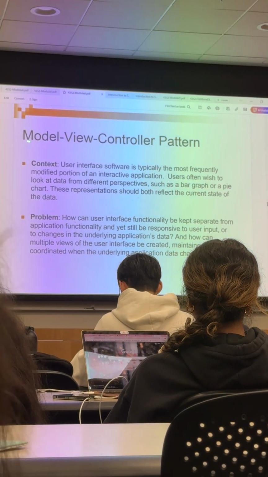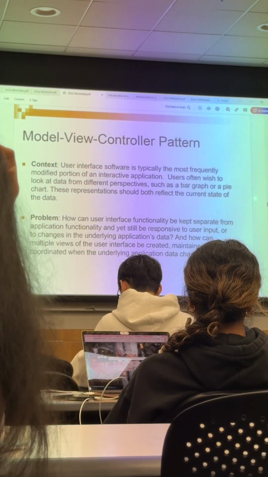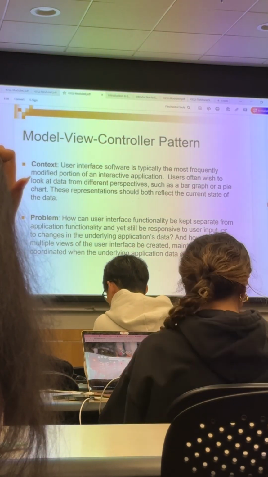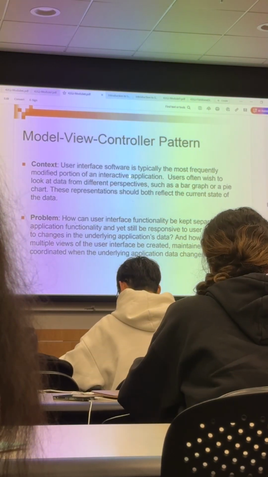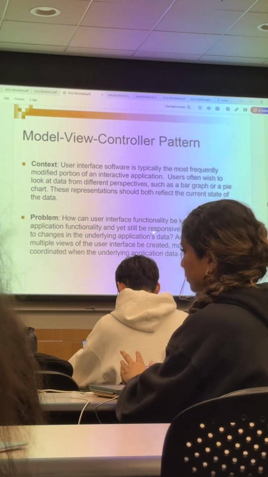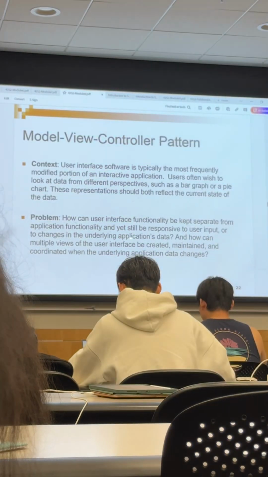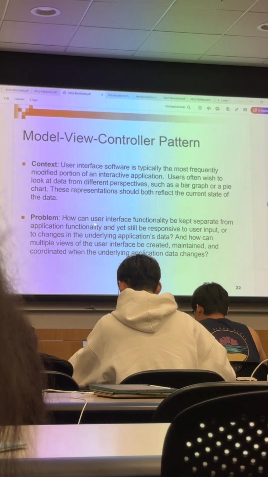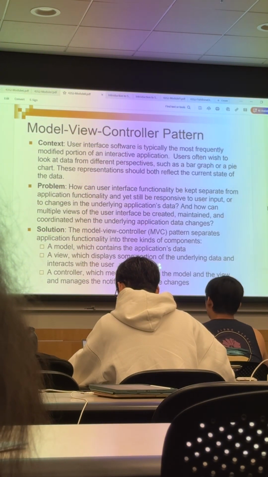There is one more pattern from chapter 13, which is the MVC, Model View Controller pattern. The context, obviously, in today's day and age: if you want different perspectives of your data on the front-end side, and this is an interactive application, then you should be able to change these representations as changes happen to the underlying data. So it should be responsive, but you should maintain the functionality and the responsiveness separately, right? So how can we do this? The solution is the MVC pattern.